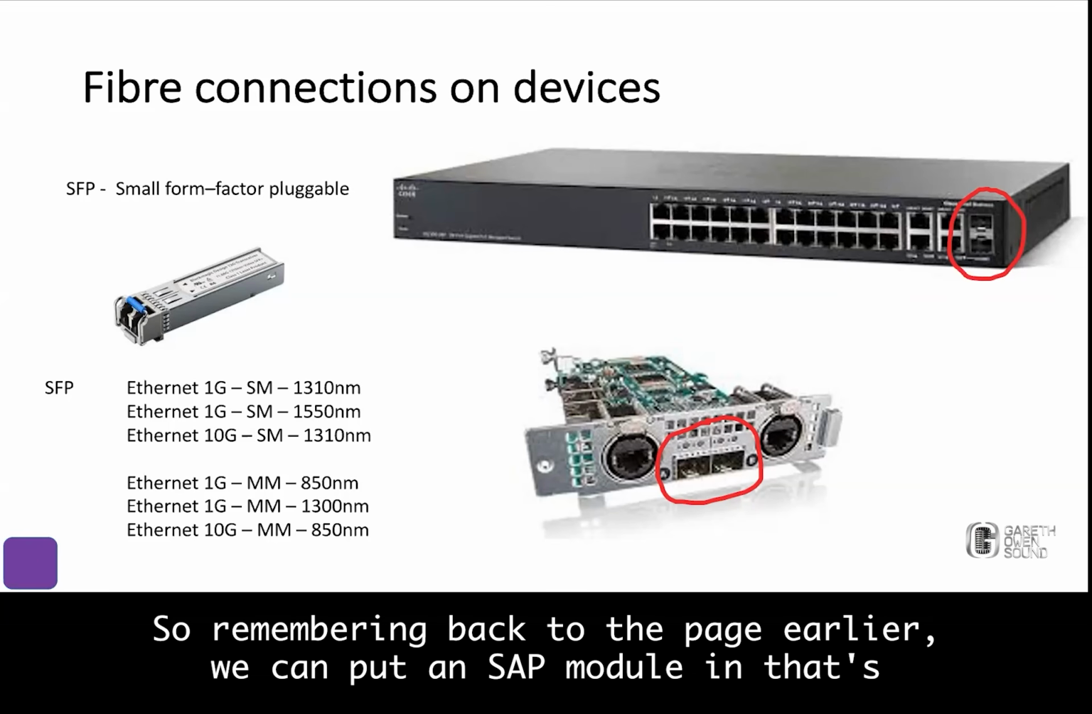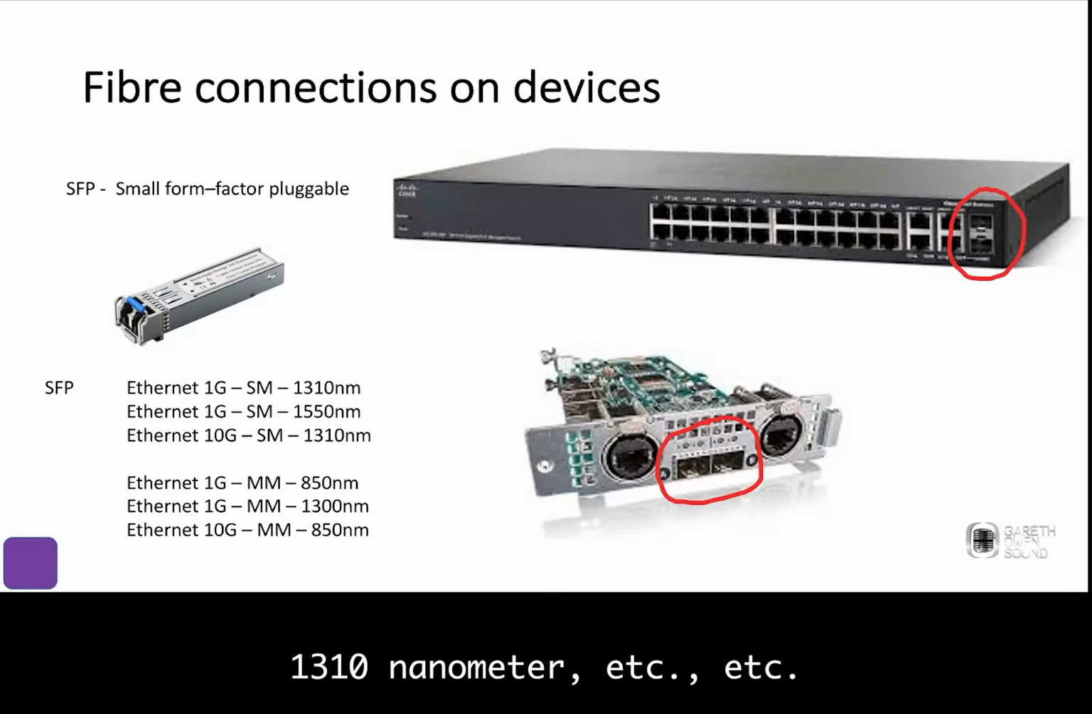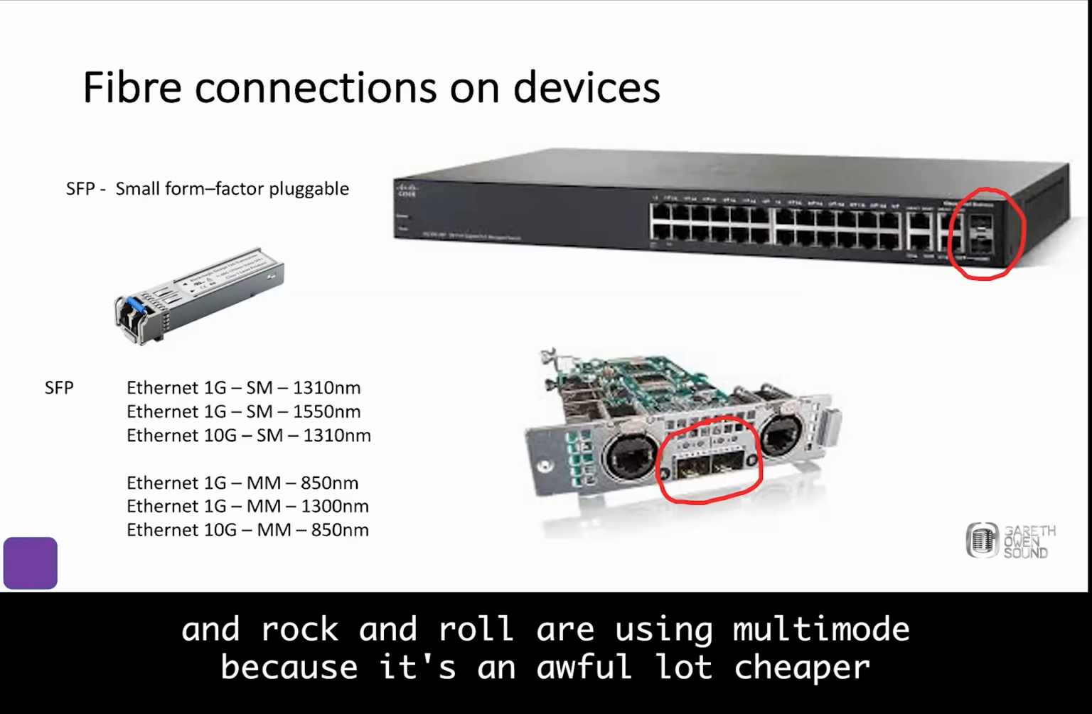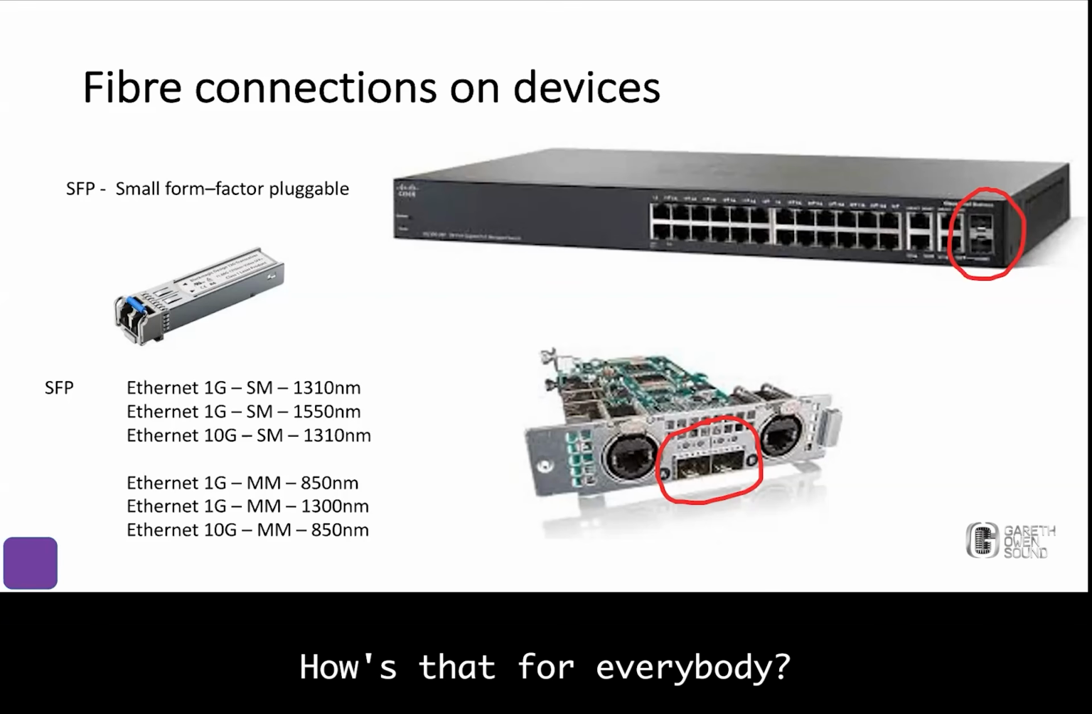So remembering back to the page earlier, we can put an SFP module in that's Ethernet at 1 gigabit per second, 1310 nanometer, etc. And most rental shops in theatre and rock and roll are using multi-mode because it's an awful lot cheaper and we don't need to go much further than 500 meters. How's that for everybody?